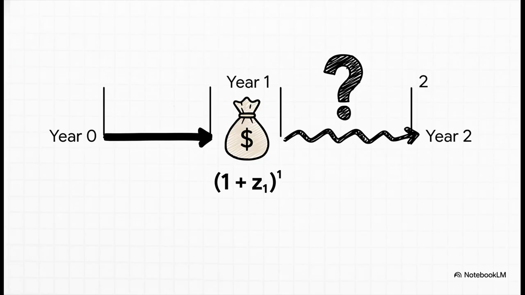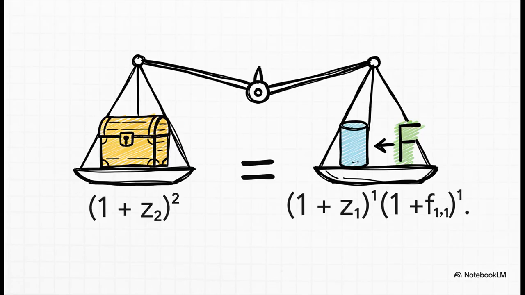You could take a different path. You could invest for just 1 year at the 1-year spot rate, Z1. Then, when that year is up, you take all your money and you reinvest it for that second year. But at what rate? What number is supposed to go where that question mark is? And boom, there's our answer. That missing rate has to be the forward rate we were just talking about.